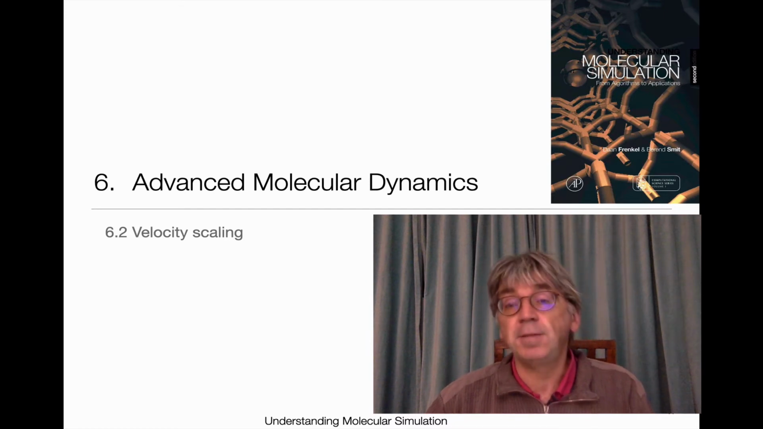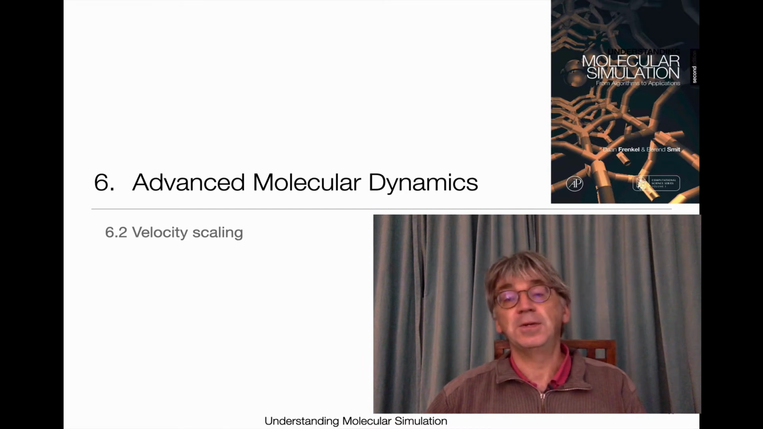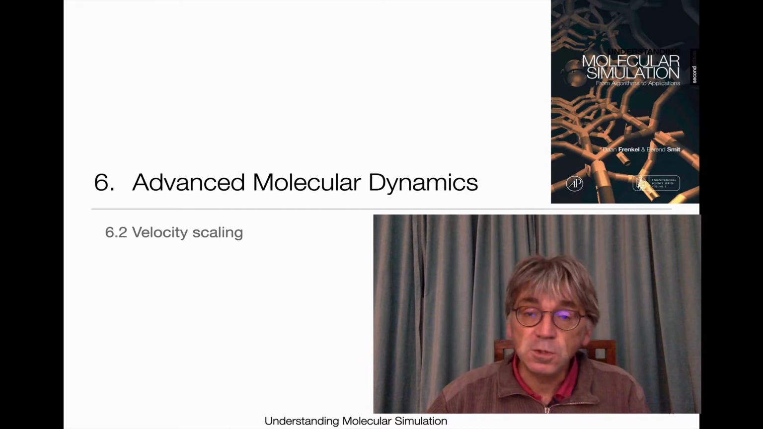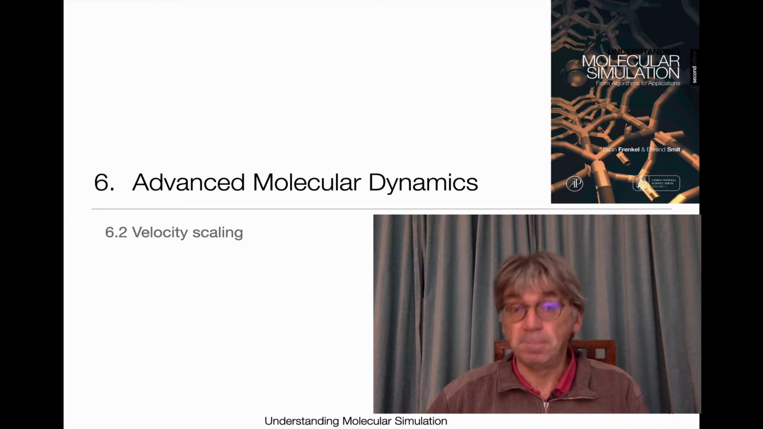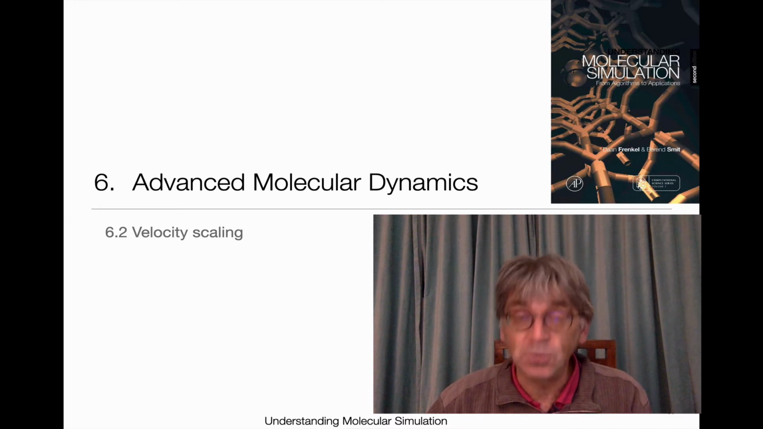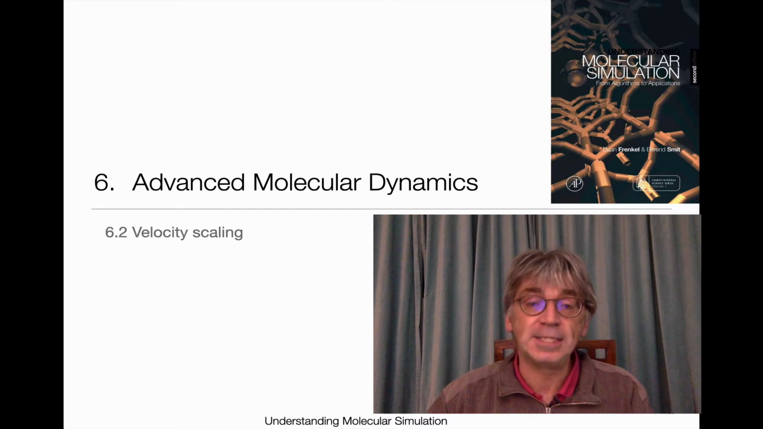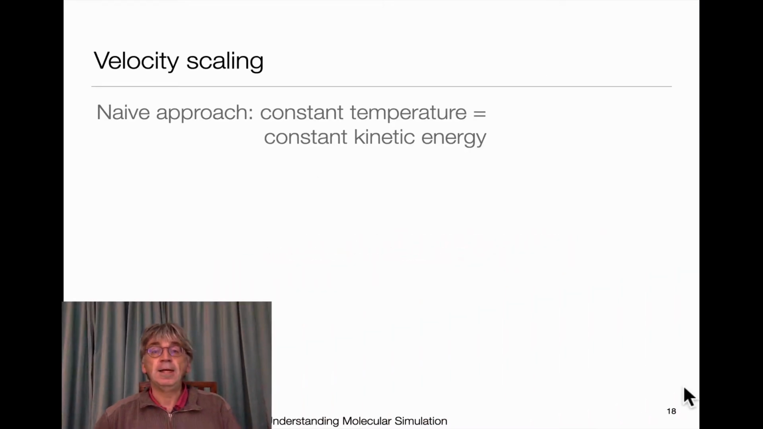And in advanced molecular dynamics simulation, we call these simulations at constant temperature. Let's start with doing something completely wrong. It's always useful to start by showing you how not to do things. So, a very naive approach: why don't we simulate at constant temperature by simply keeping the kinetic energy constant?